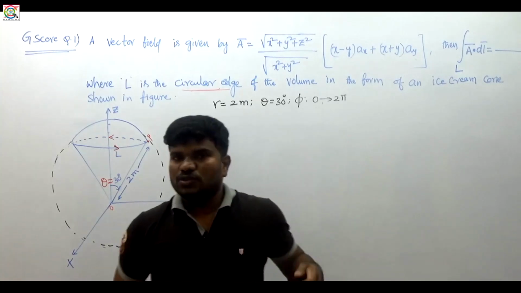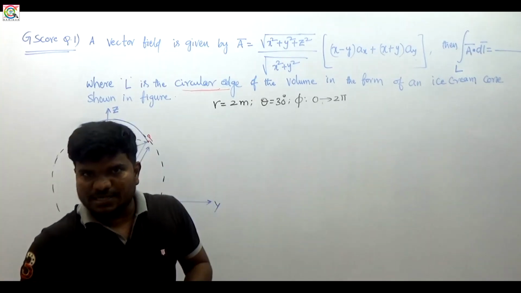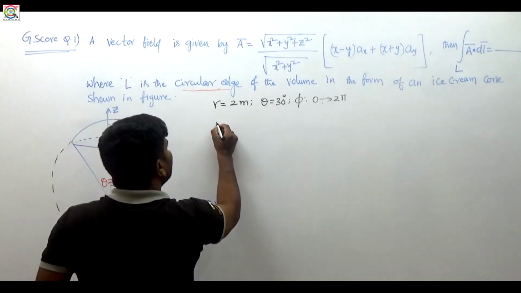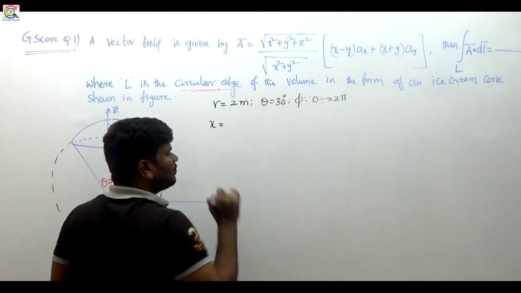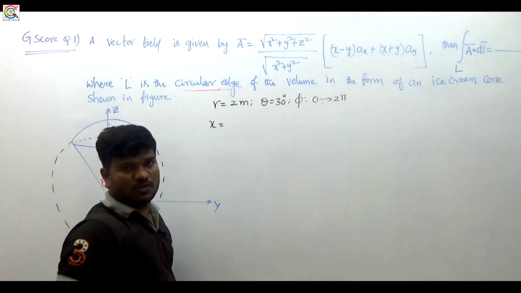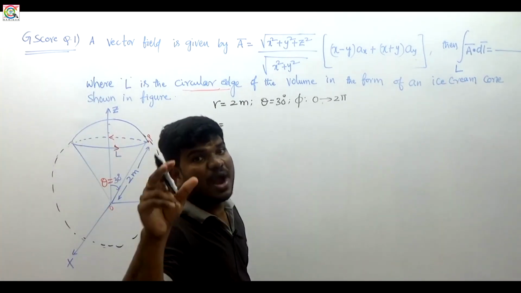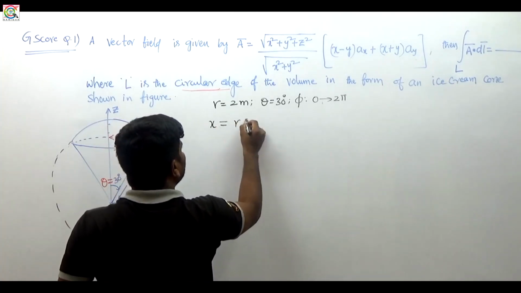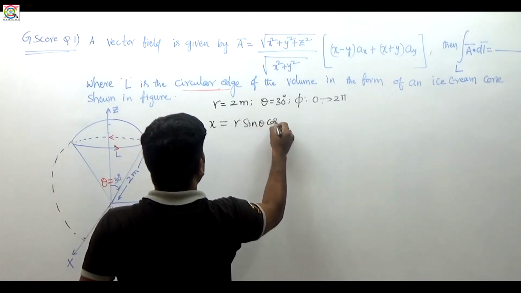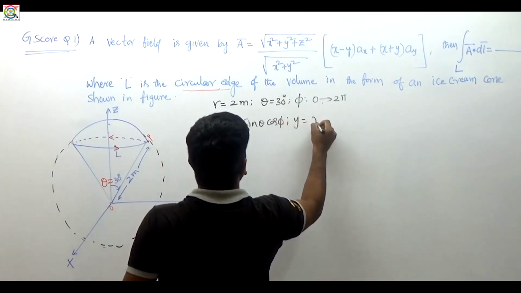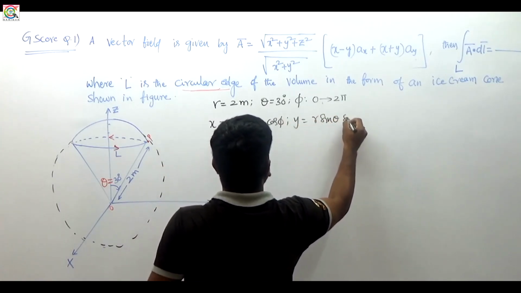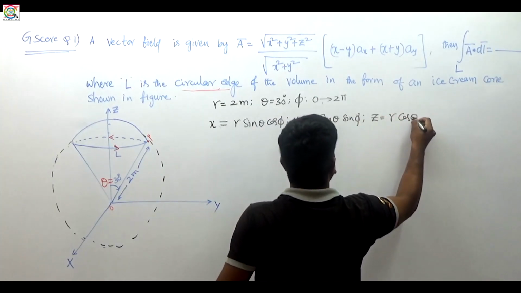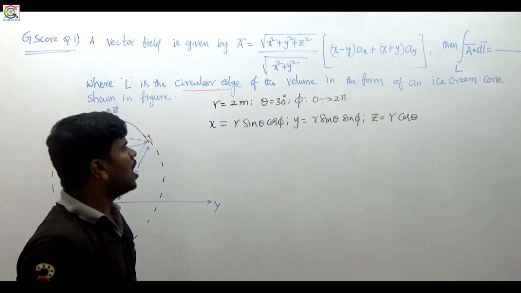Now to proceed with this question in the spherical coordinate system, I have to convert this vector into the spherical system, right? For converting that vector, first of all I should write the point transformation. What is x equal to? x equals r sin theta cos phi, y equals r sin theta sin phi, and z equals r cos theta.